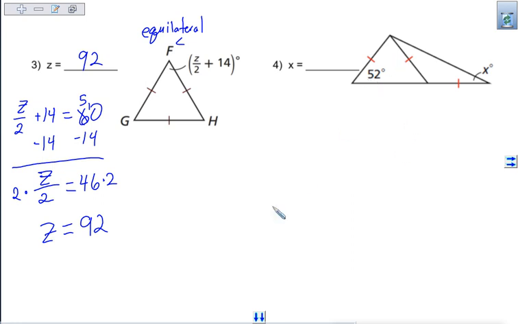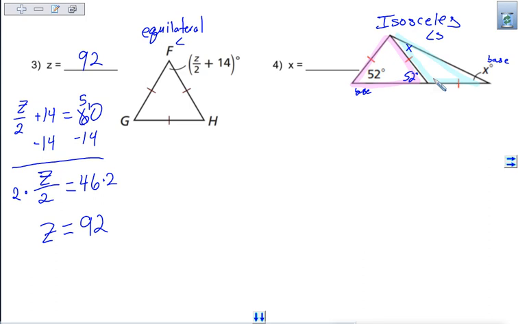Our next problem, we have 2 isosceles triangles. There's one on the left, and there is one on the right. These are both isosceles triangles. And we're given information about angles because there's degree symbols. And this is a base angle, which means that the other base angle is congruent. This is also a base angle, which means the other base angle is congruent.